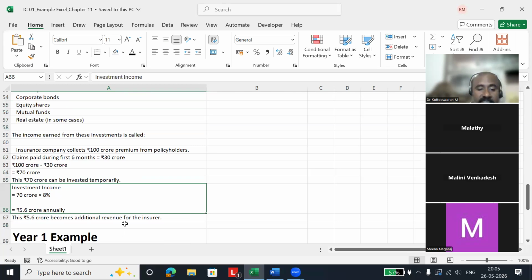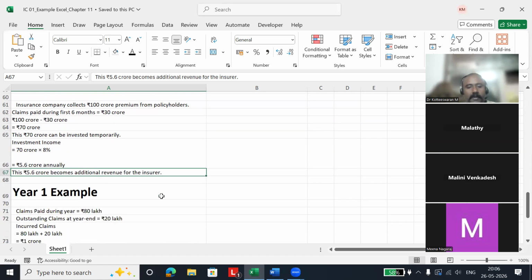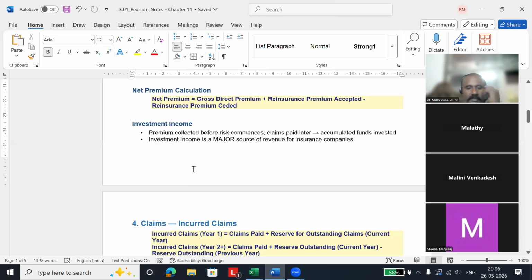So this is an additional revenue for the insurance company. If I keep 70 crores as it is, then I will lose 5.6 crores. So if I invest that 70 crores somewhere, even with a minimal return of 8%, I'll get 5.6 crores as a return. So this I will use as a profit. Okay. So this is called investment income.